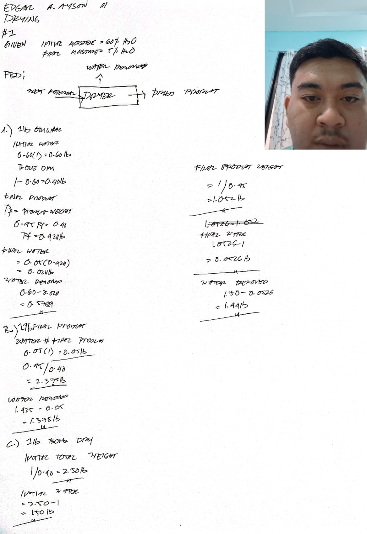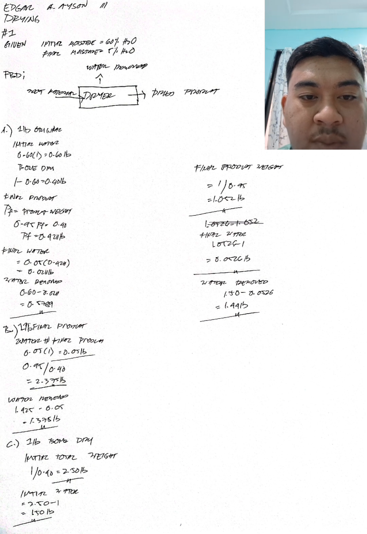So let's assume 1 pound of wet material enters, 60% of which is water. So 0.60 times 1 is 0.60 pounds of water. Then the rest is bone dry solid, which is 0.40 pounds.